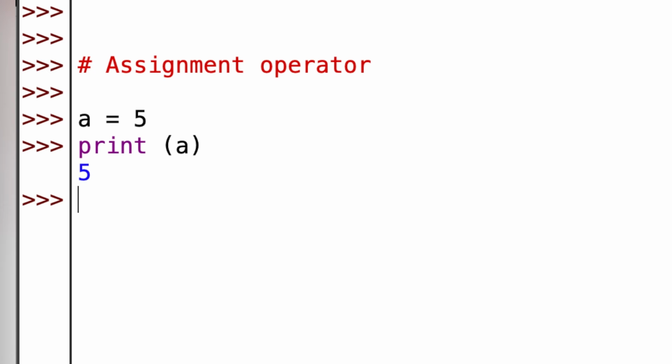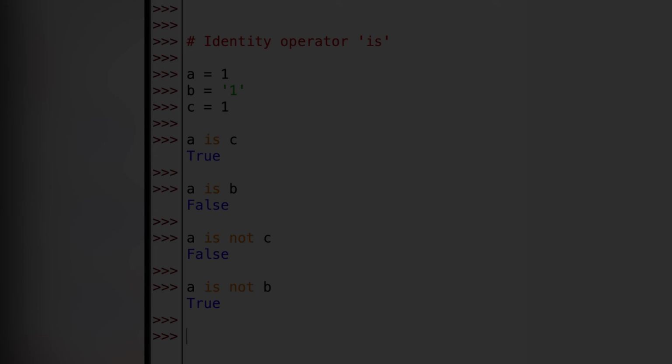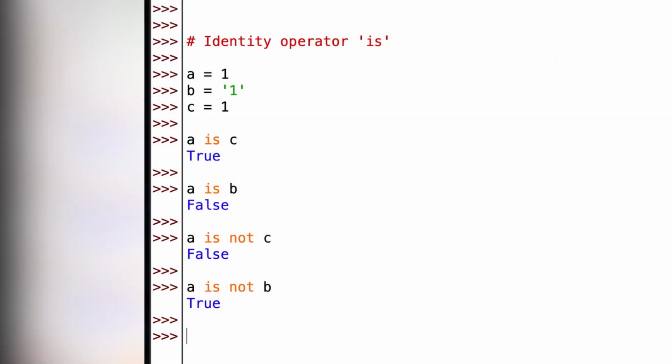Assignment operator. Equals. It assigns values to a variable. Is keyword. It is called as identity operator. It is used to check whether both variables are same or not. Not only the values, the stored places also should be same. Is not is opposite to is.